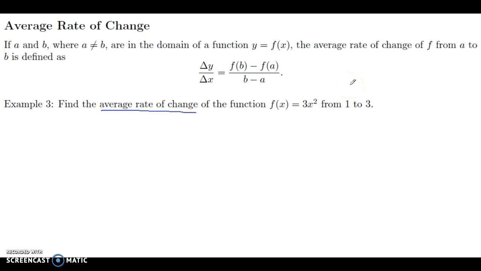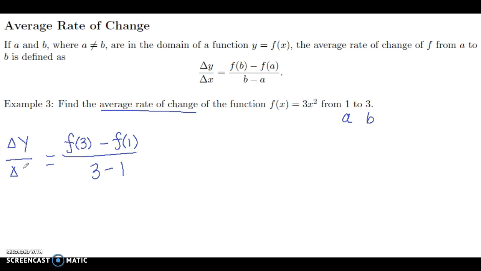So let's take a look at example number 3. To find the average rate of change, we use the formula. We identify a to be 1 and b to be 3. So f of b is just f of 3 minus f of a is just f of 1 over b minus a. And that is the average rate of change, so we denote it by delta y over delta x.